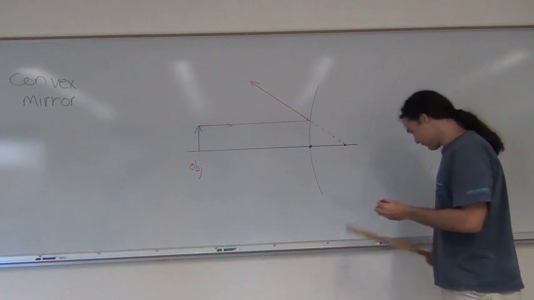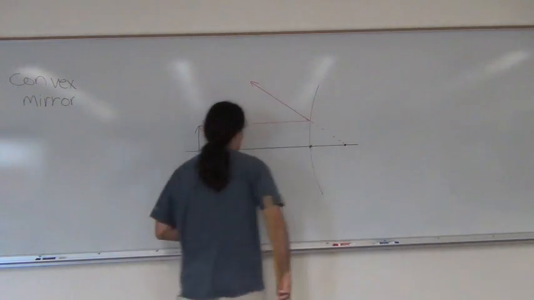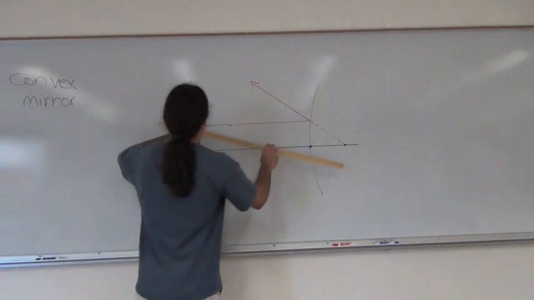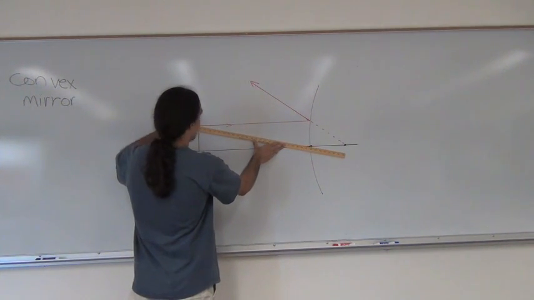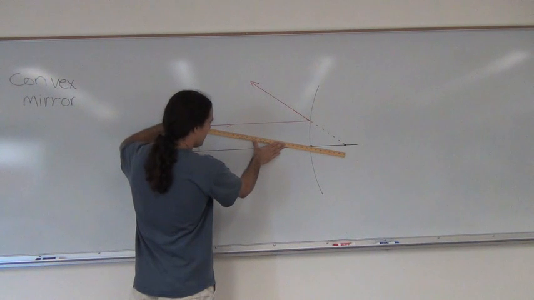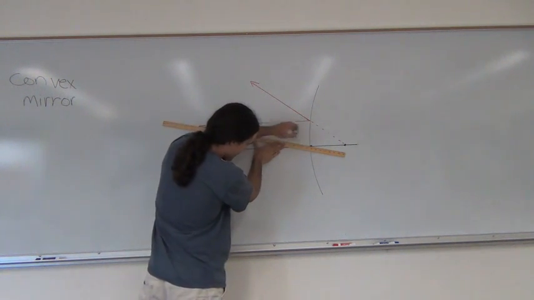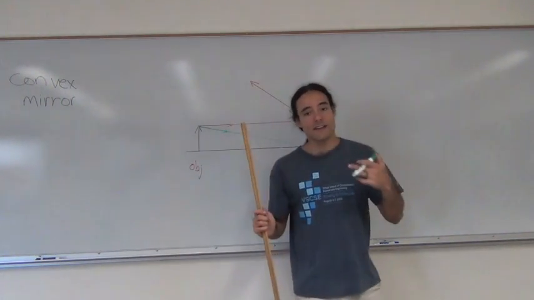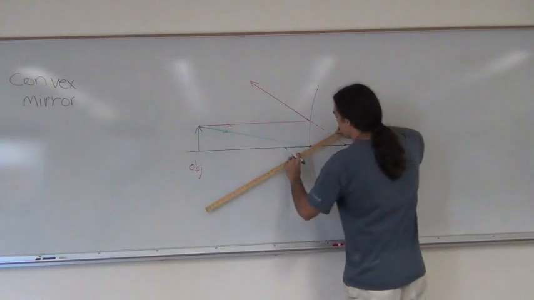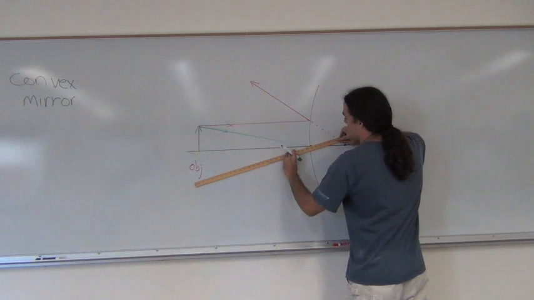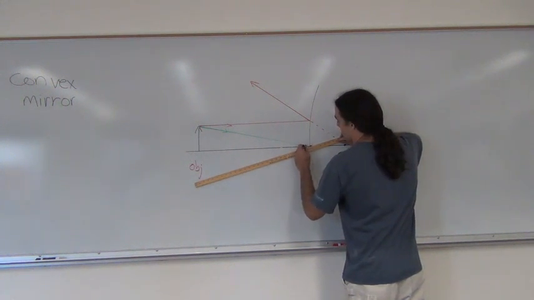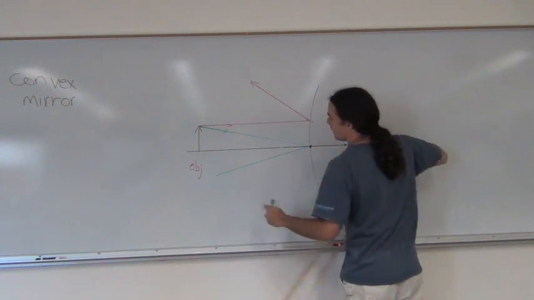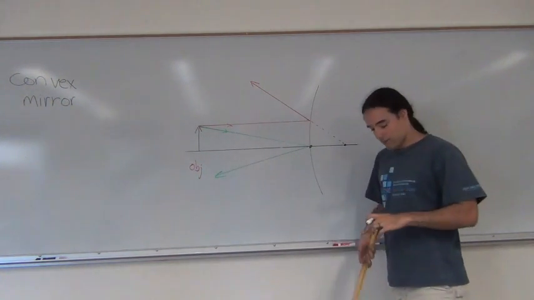Up next, we are going to send another ray in. This ray will pass to the center of the mirror. And then we'll just use the fact that the angle of incidence is the angle of reflection to trace the outgoing ray. About here. There's my reflected ray.